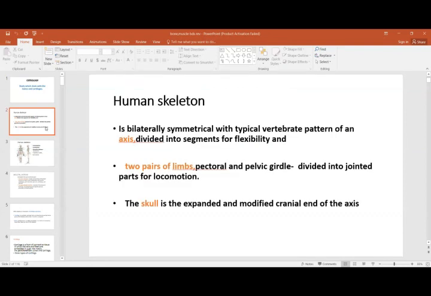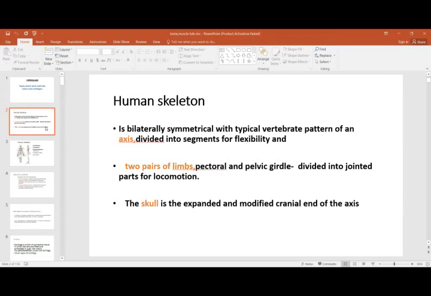Then what is the human skeleton? That is bone and cartilage. It is bilaterally symmetrical. That is, your skeleton is the same on both sides, with equal presentation of the limbs, upper limb and lower limb, the same structures. It is symmetrical with the typical vertebrate pattern, that is, the axis or central portion is typically the vertebrae, the way you have it in animals.